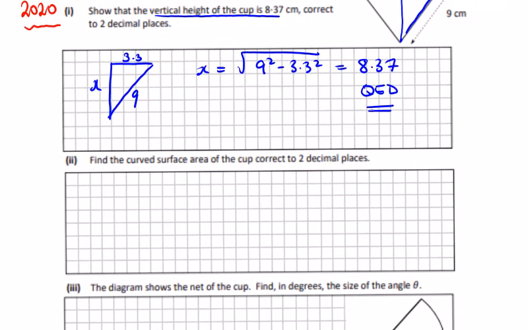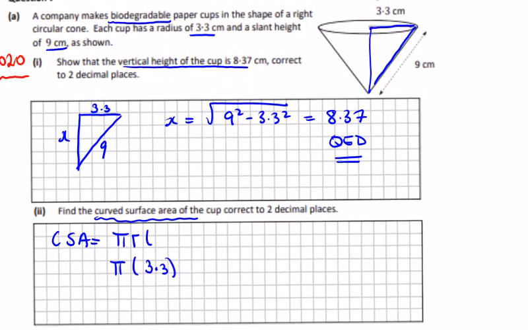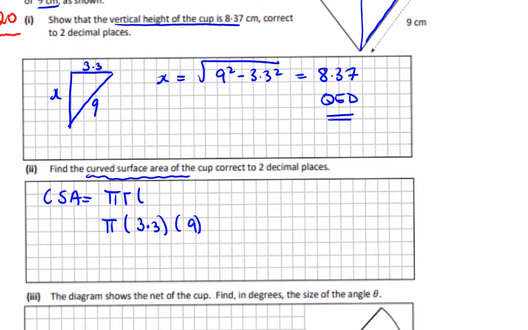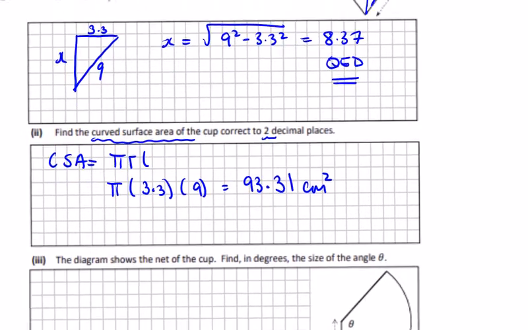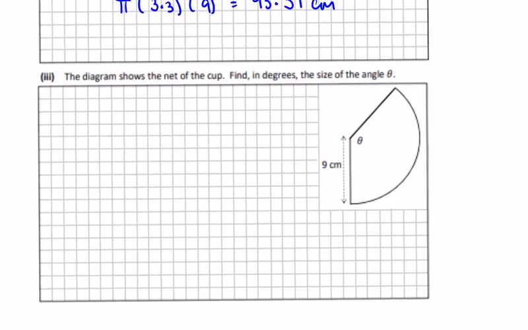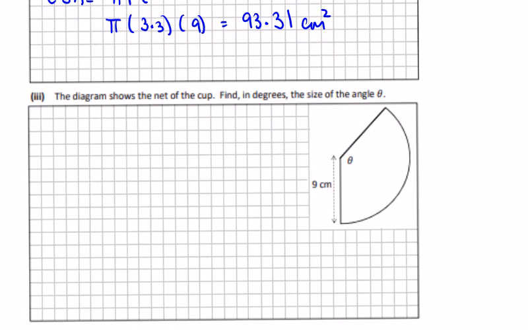The curved surface area, well, we just go to the tables, curved surface area, and we get the formula, which is pi r L, and we just fill these values in. Pi by the radius 3.3 by the slant height of 9 is going to give me 93.31 centimeters squared.